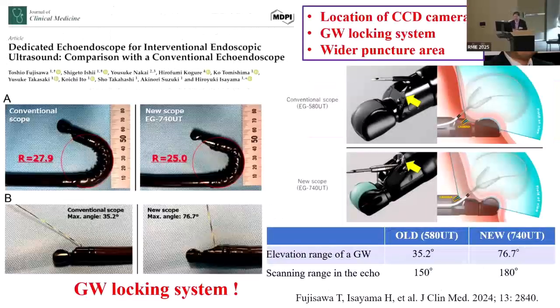Firstly, I want to introduce a new scope from Fujifilm, named the EG740UT. The team of Fujifilm and I developed this scope. This scope has a very small head, very good angulation, and a guide wire locking system. And we changed the location of the CCD camera. Basically, the camera is located beside the elevator, but in the new model it is behind the elevator, so we can see the puncture point very easily.